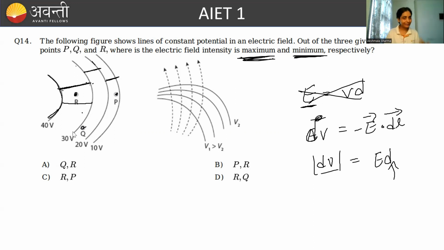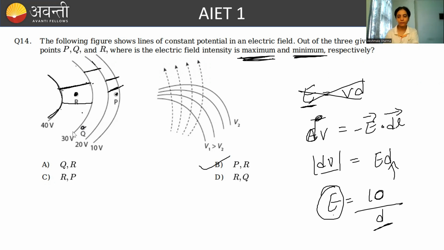नाउ इलेक्ट्रिक फील्ड विल चेंज देन, सो E will be equal to dV, that is 10 everywhere, divided by d. सो फॉर इलेक्ट्रिक फील्ड टू बी मैक्सिमम, d should be minimum. Where d is minimum? यहाँ. और यहाँ कौन सा पॉइंट लाई कर रहा है इन दोनों के बीच? P. So P will have maximum electric field and R will have minimum electric field. So the answer will be what? It should be P. ठीक है?